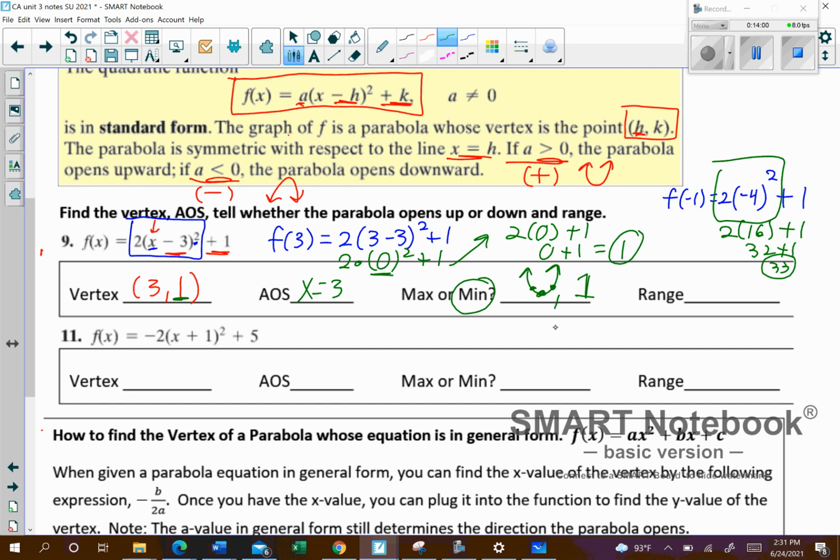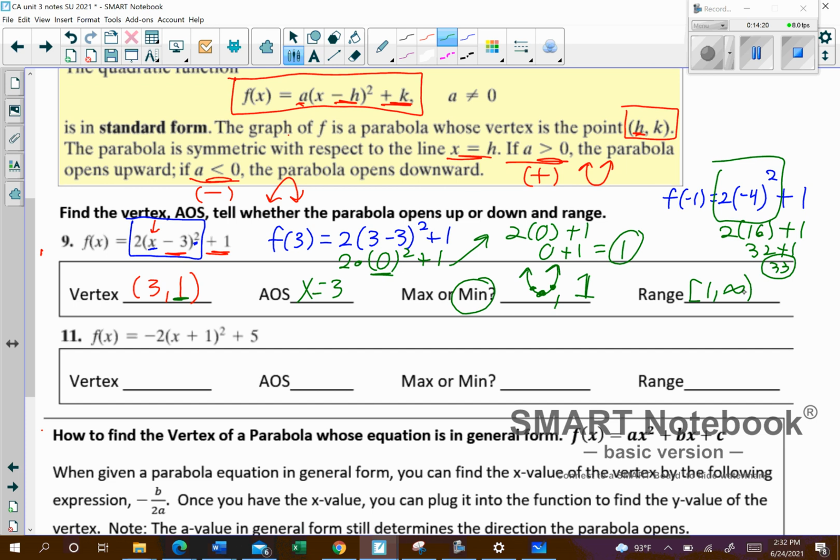Okay, let's look at the range. So the range, I kind of have a feel for how it looks. I know that it's a minimum, the lowest point's at 1, and I know it opens up. So my range is going to go from 1 up to infinity. And that's my range right there.